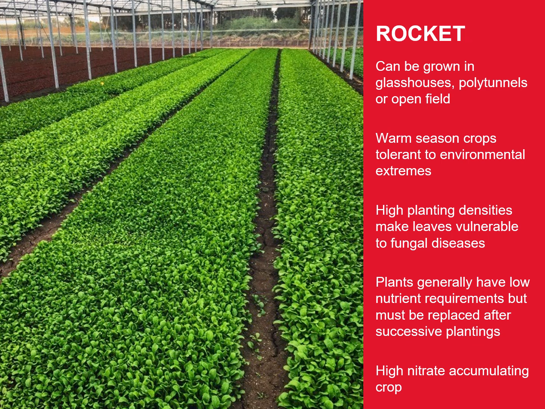Plants generally have quite a low nutrient requirement. However, because the plants are cut and harvested multiple times, the nutrients that they take out of the soil do need to be replaced in between the plantings. Rocket is also a high nitrate accumulating crop, so it's not really advised that too much additional nitrogen is put into the soil.